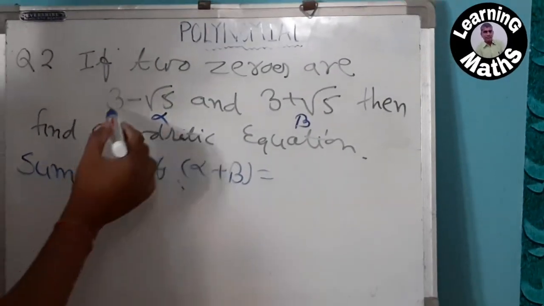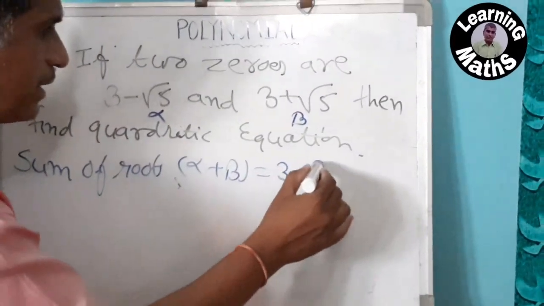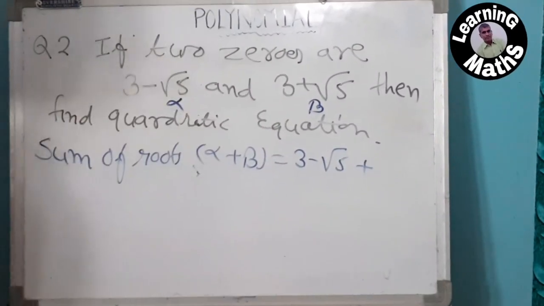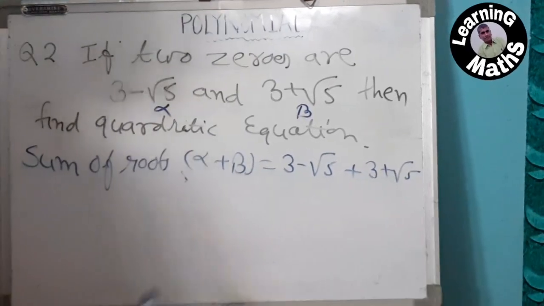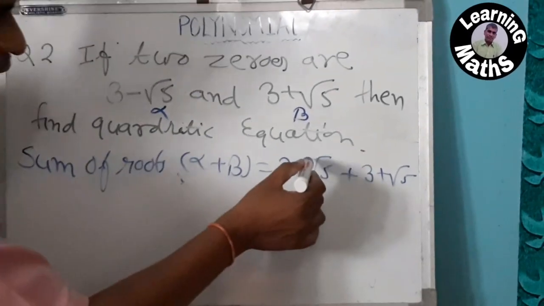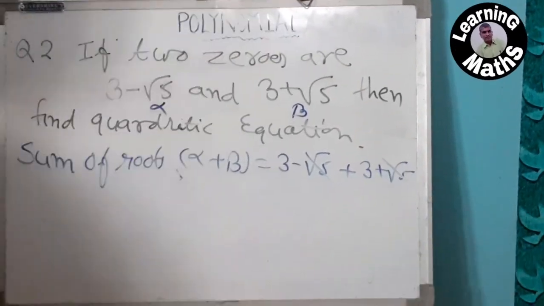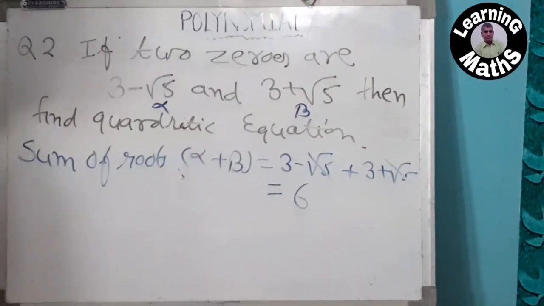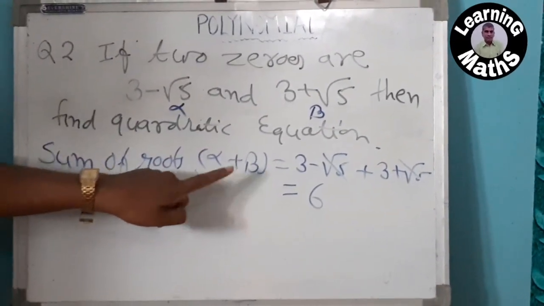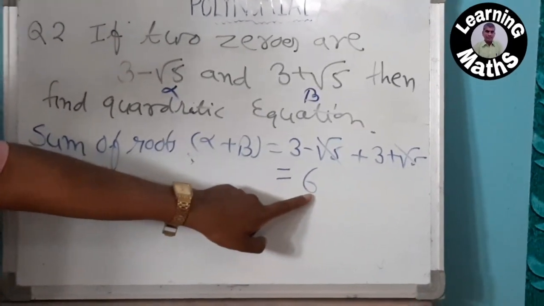Alpha plus beta. What is alpha? 3 minus root 5. What is beta? 3 plus root 5. Now solve this equation. Minus root 5 and plus root 5, both will be cancelled. And here remaining 6. We have got alpha plus beta. Sum of roots is 6.